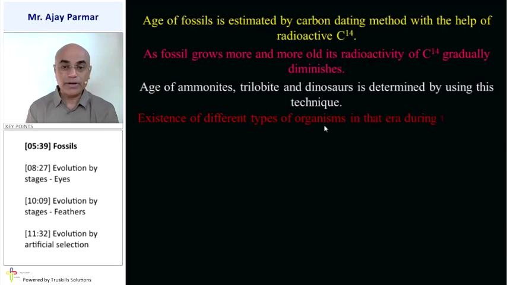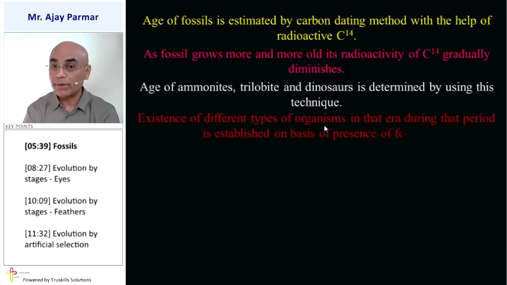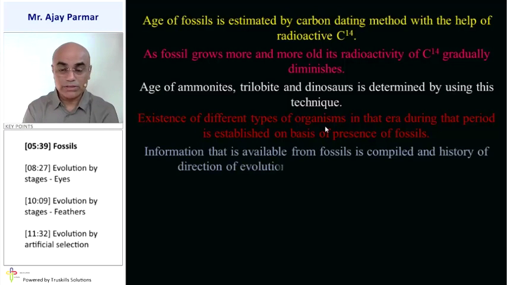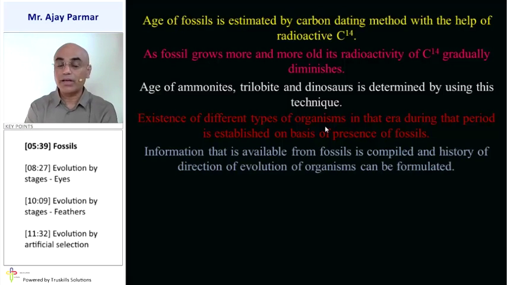The existence of different types of organisms in a particular era or during a particular period is established on the basis of the presence of other fossils found along with the same fossil. The information available from the fossils is compiled, and the history and direction of the evolution of a given organism can be formulated by studying the various fossils of that living organism obtained from the excavation of the earth.